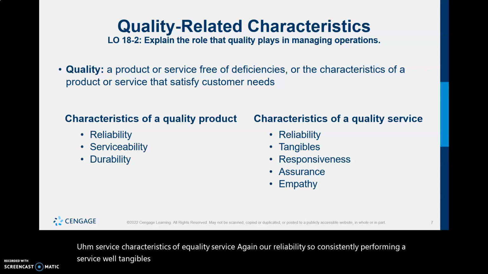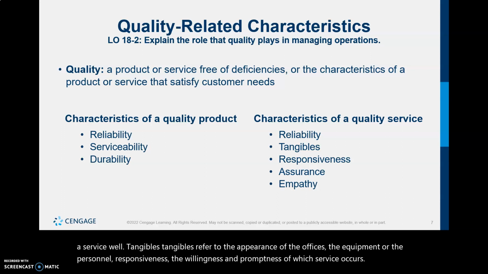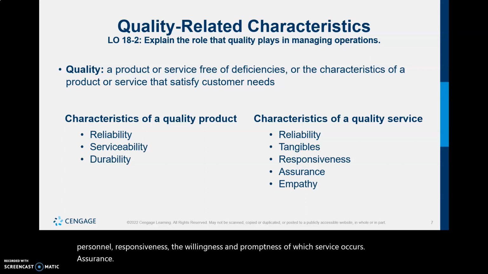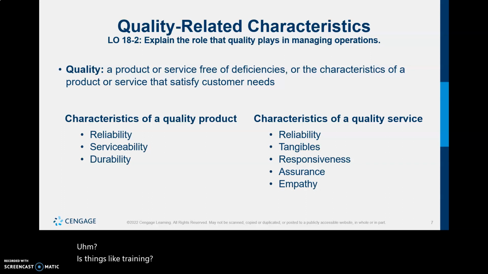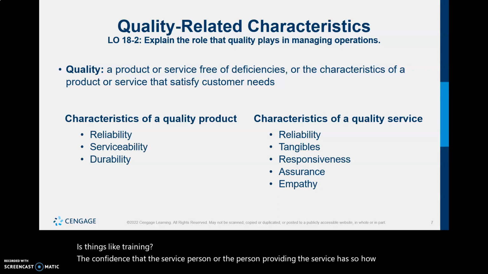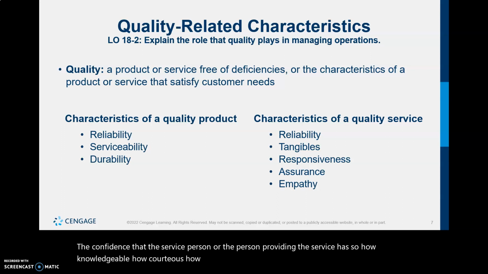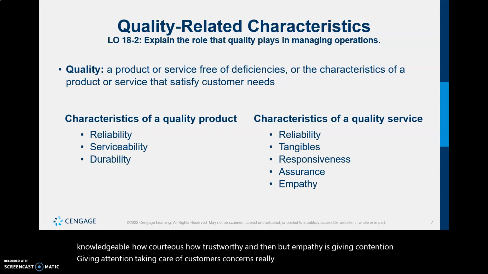The service characteristics of a quality service begin with reliability, so consistently performing a service well. Tangibles refer to the appearance of the offices, the equipment, or the personnel. Responsiveness is the willingness and promptness with which service occurs. Assurance is things like training and the confidence that the person providing the service has, so how knowledgeable, how courteous, how trustworthy. And then empathy is giving attention, taking care of customers' concerns, really just helping them to solve their problems.